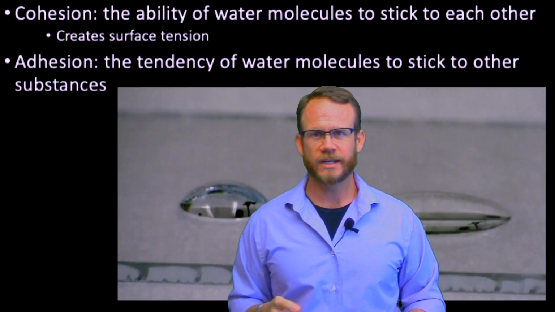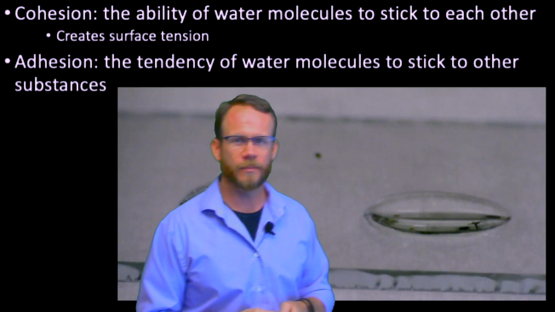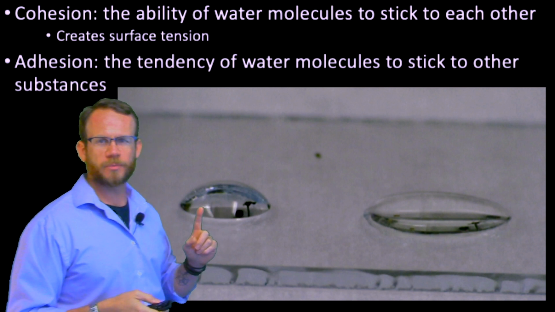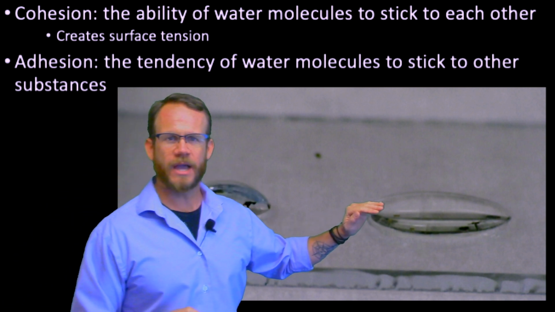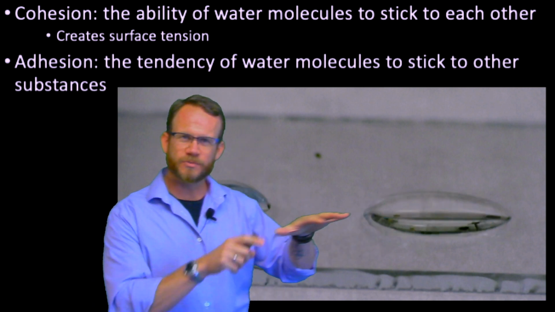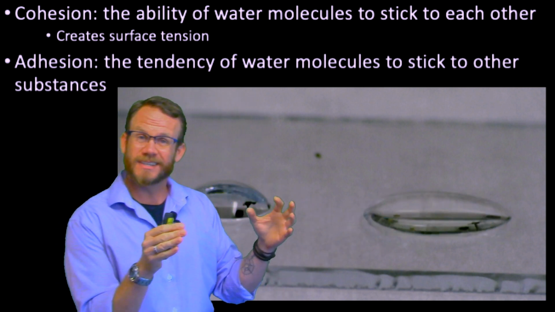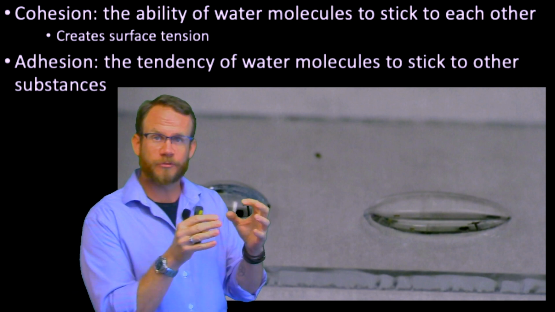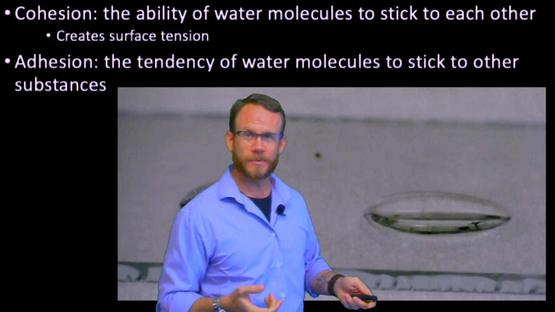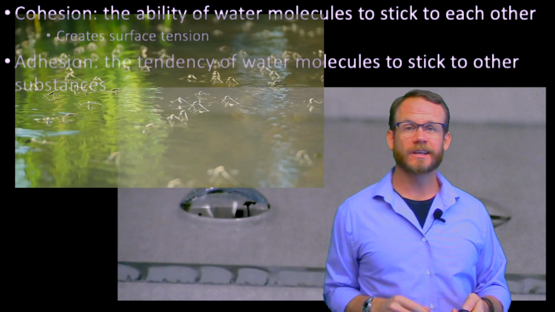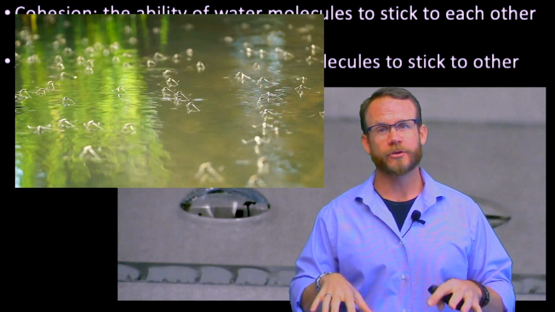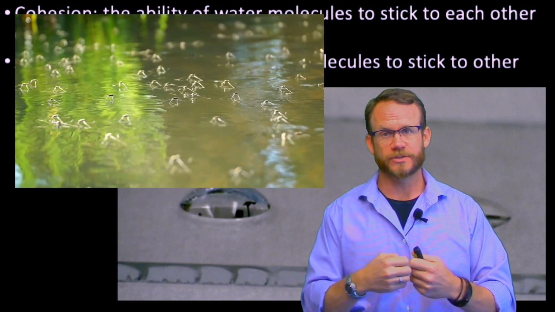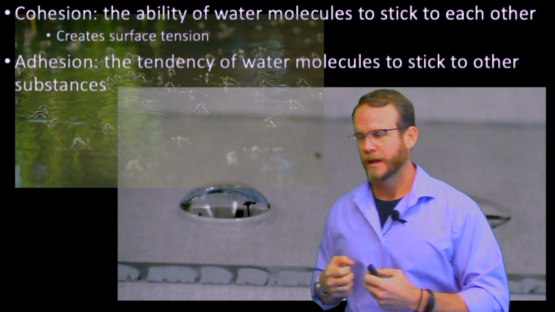If you've ever seen a droplet of water on the table compared to something else, right here's a droplet of water. It creates that nice dome shape right there. And this is a drop, I think this might be rubbing alcohol, and it's more diffuse. It doesn't stick together because it doesn't have that cohesive property. Another thing you might have seen is bugs walking on the surface of water. That's surface tension, and that's because of that cohesion.